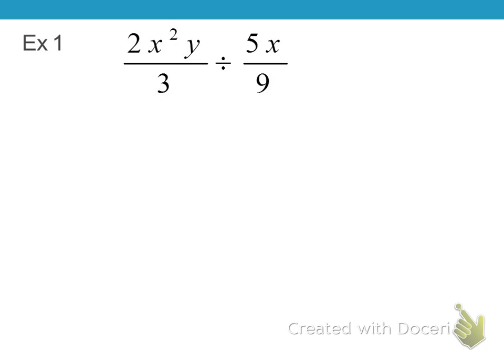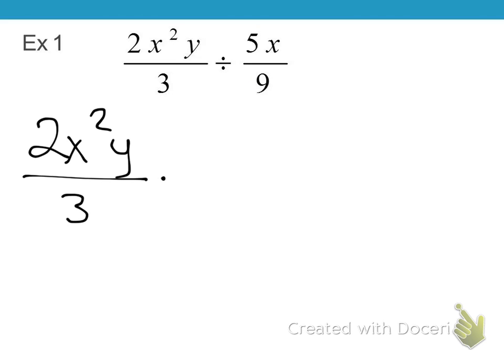All right, so let's rewrite it first. What should I do? 2x squared y over 3 times 9 over 5x. Very good. So keep, change, flip.